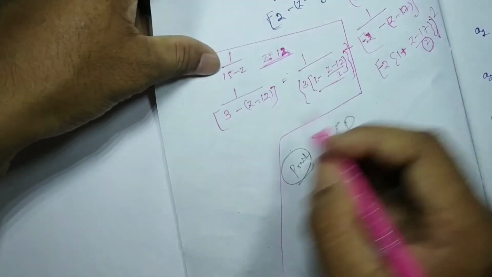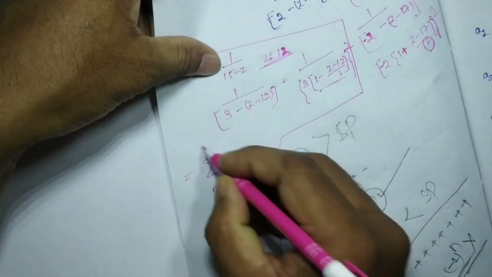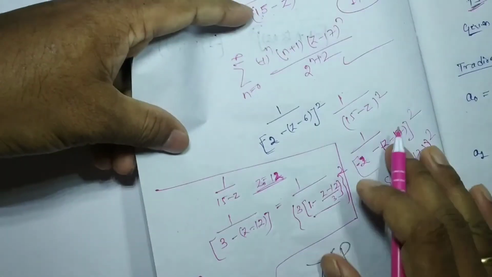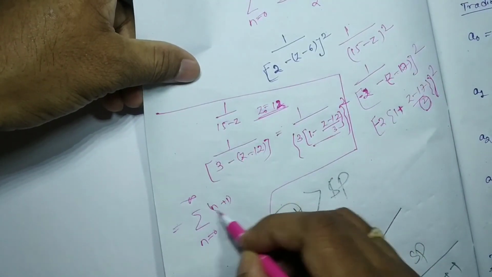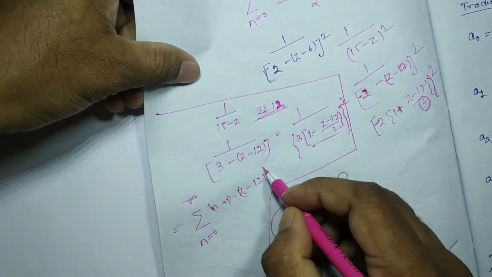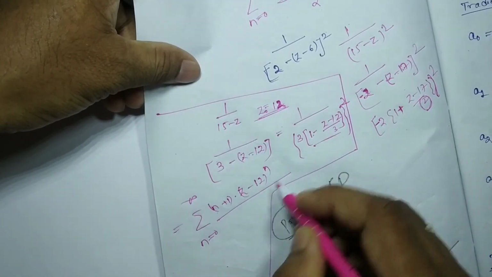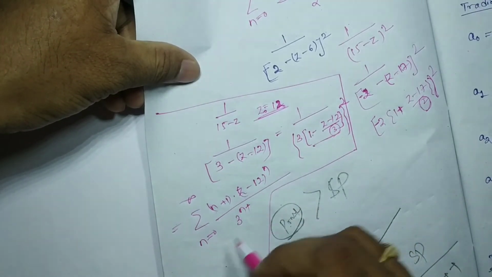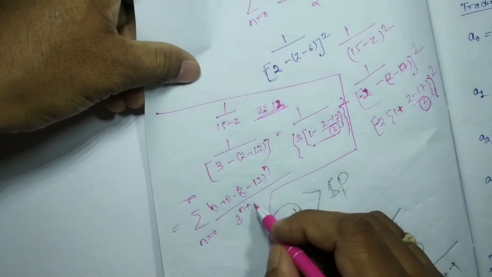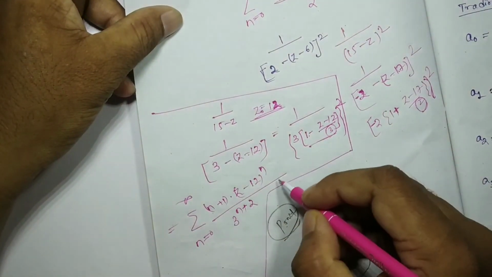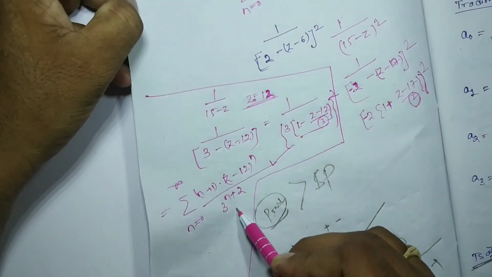So what will be the answer? The summation over n equal to 0 to infinity, minus 1 to the power n is not to be considered. So it will be (n plus 1) into (z minus 12) to the power n, divided by the division factor 3, so 3 to the power n plus 2. That will be the required answer.